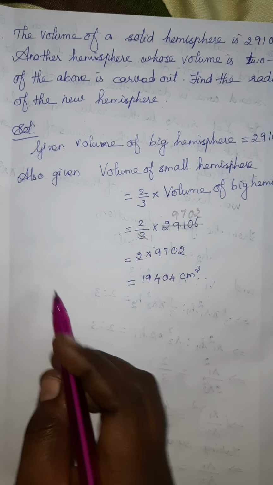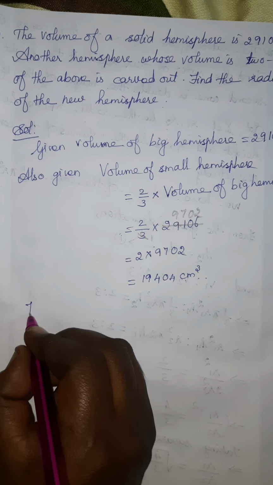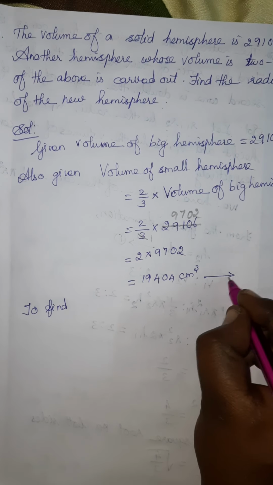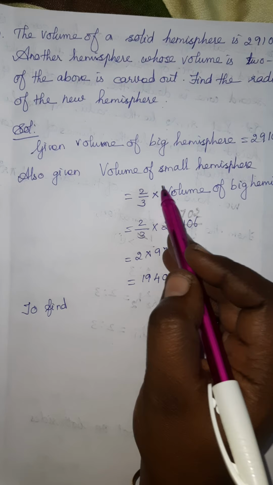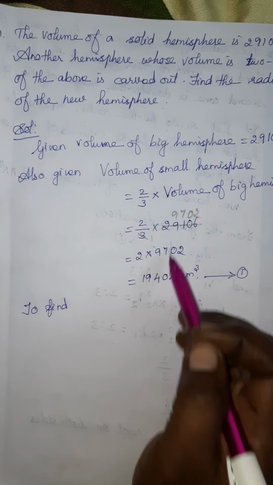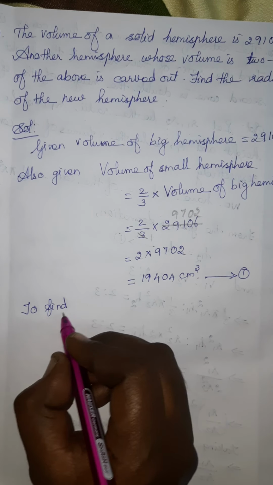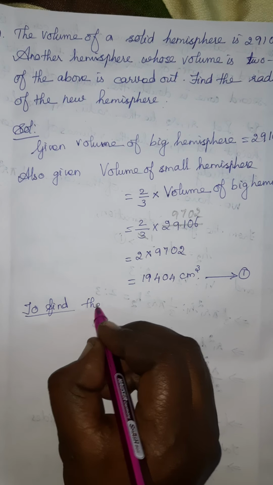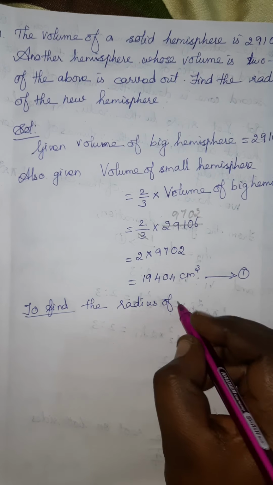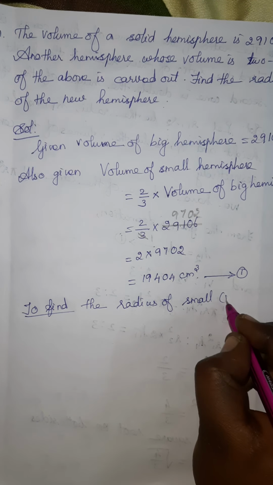Okay, now we need to find the radius of the new hemisphere. To find this, you consider this as equation number 1. We will use this since the small hemisphere's radius we need to find out. So this volume we will use to find the radius of the small hemisphere. It is the new one.